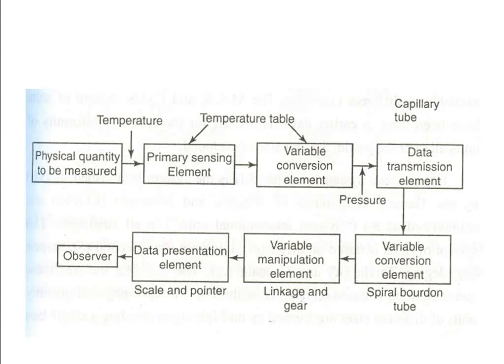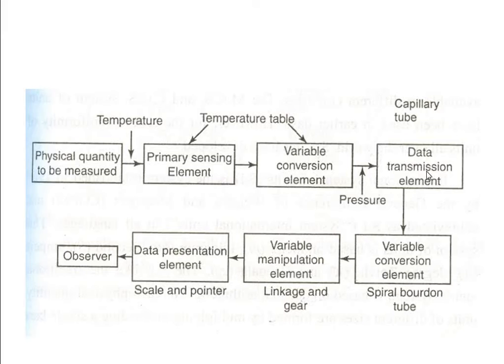So this can be still clearly explained. The physical quantity to be measured is going to be our temperature. The temperature is going to be sensed by the primary sensing element, and here there is no need of any conversion element. Both are the temperature bulb, the primary sensing element and the conversion element.